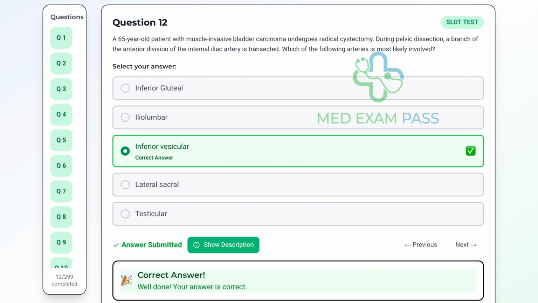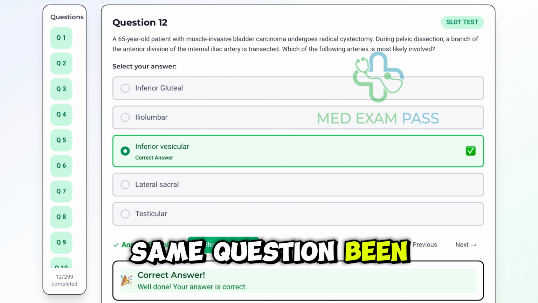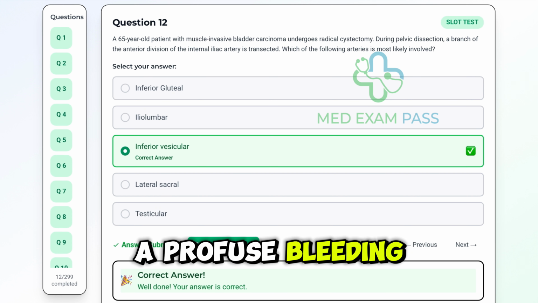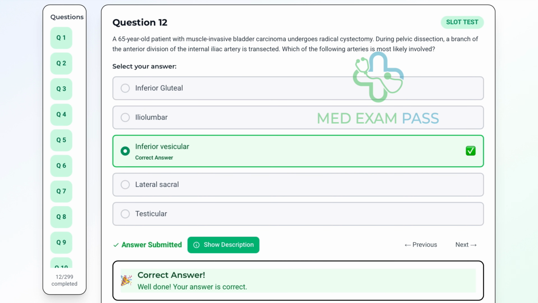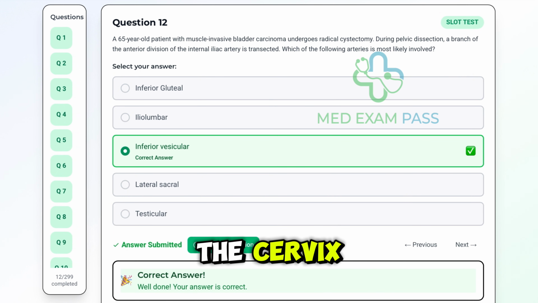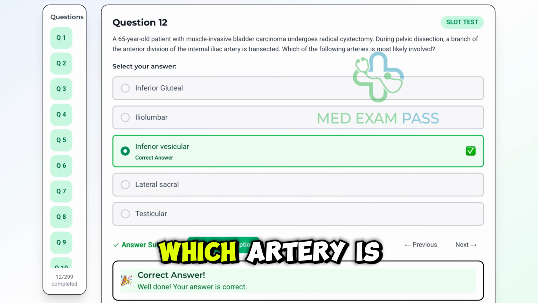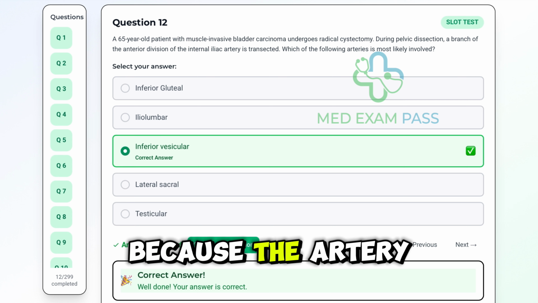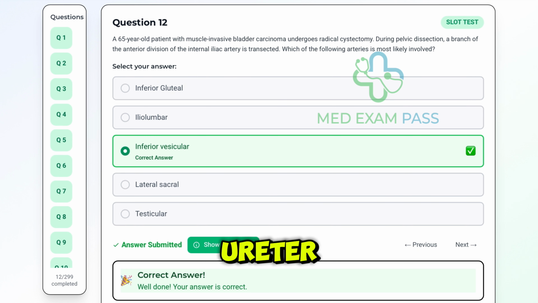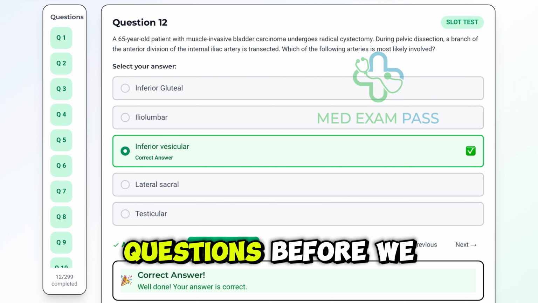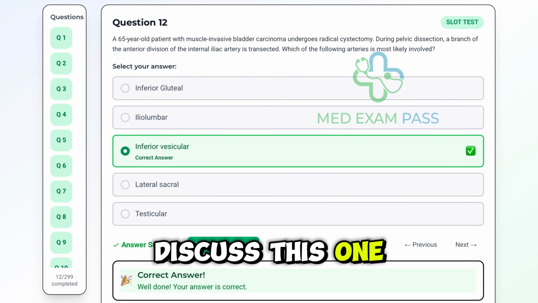Now, let's ask a different question. Let's say during a hysterectomy, profuse bleeding occurs from a branch of the anterior division of the internal iliac artery located near the cervix at the level of the internal os. Which artery is injured? Same question. The answer is the uterine artery, because the artery crosses over the ureter at this location. Water under the bridge.